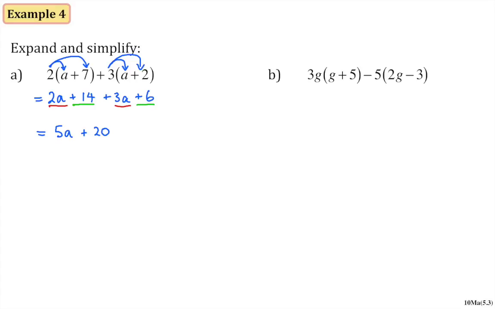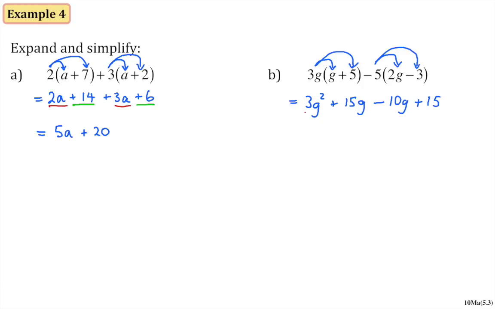Let's go through that same process now for part B. 3G times G is 3G squared. 3G times 5 is plus 15G. Negative 5 times 2G is negative 10G. And a negative 5 times a negative 3, two negatives give a positive, and 5 times 3 is 15. So that is the expanding stage.